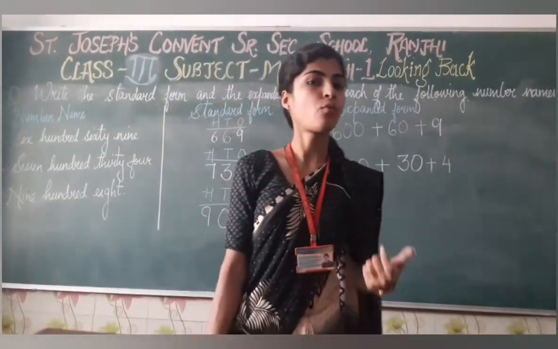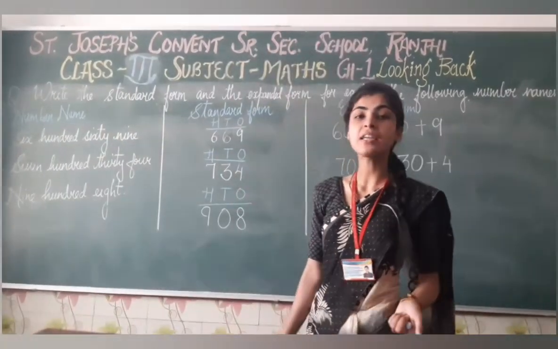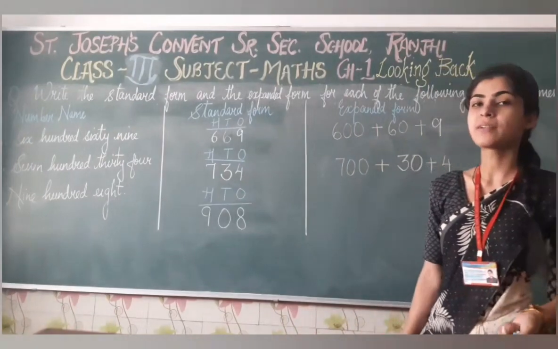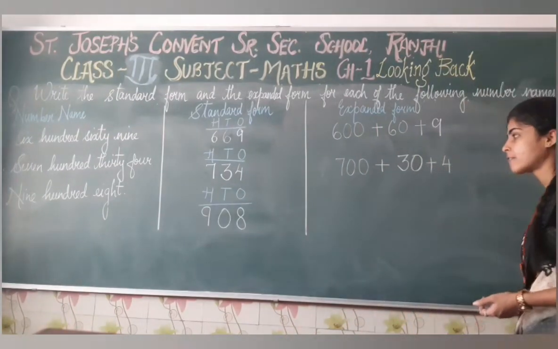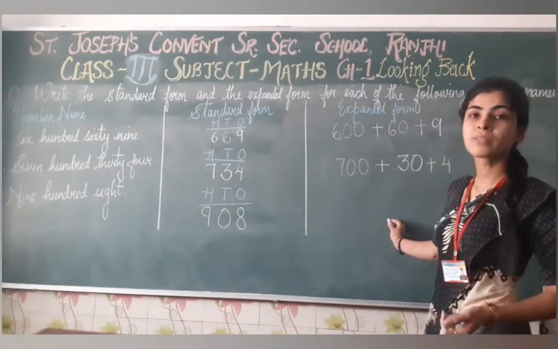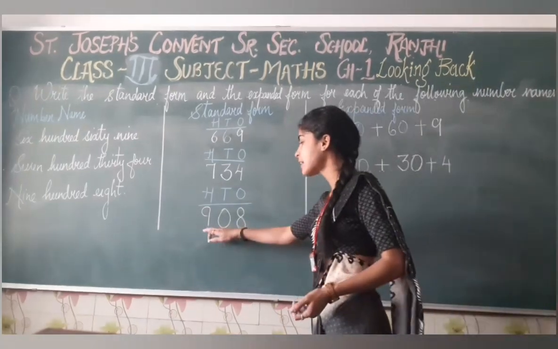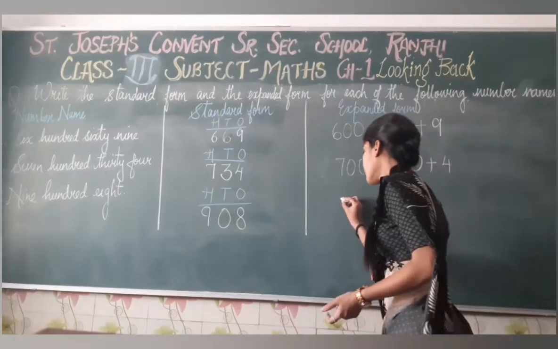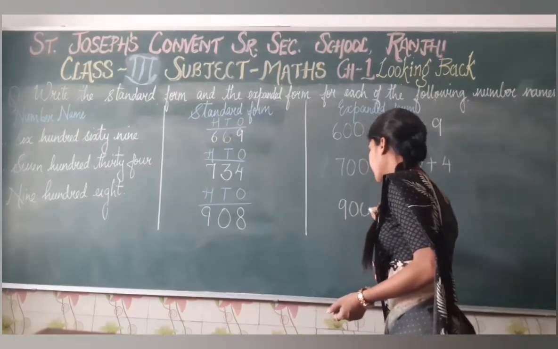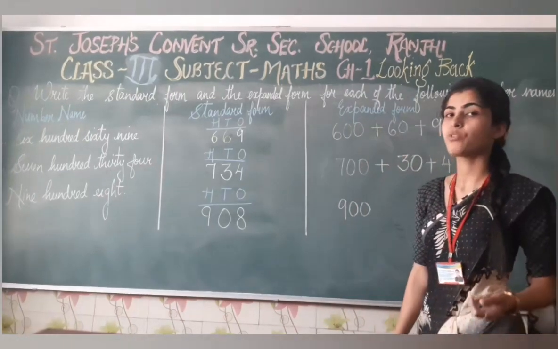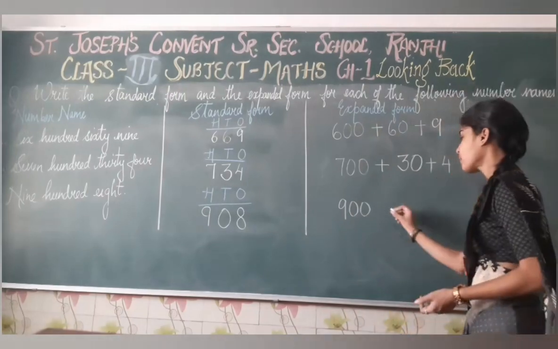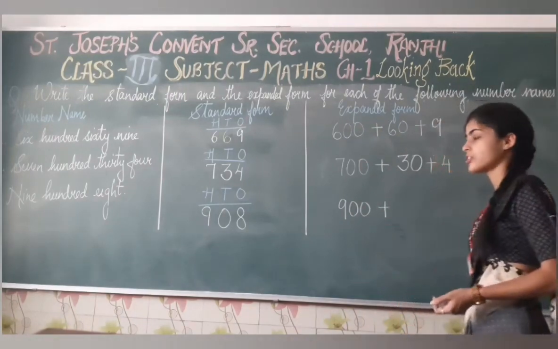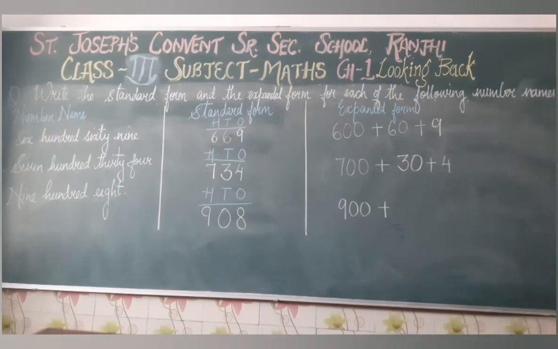908. What is the number for? Now we have to give the standard form and expanded form for this one. As 9 is under the hundreds place, it will be 900. 9 ka place value 900 ban jayega. Why? Kyunki woh hundreds ki place par hai. Putting the sign of addition, we will move forwards.